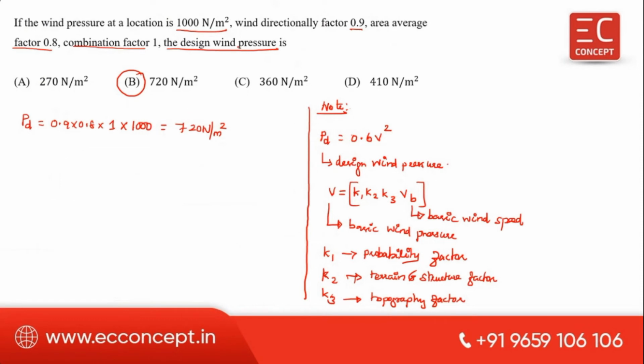But this question is also somewhat vague. The question is not perfect. They are simply given the wind pressure and some coefficients, and asking what the design wind pressure is. If the question is such, then you simply have to multiply all the factors with the basic wind pressure so that you will get the design wind pressure. But this is the actual procedure.